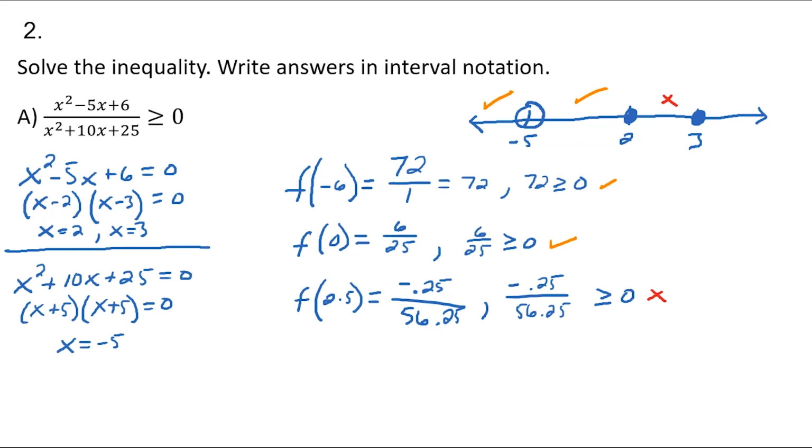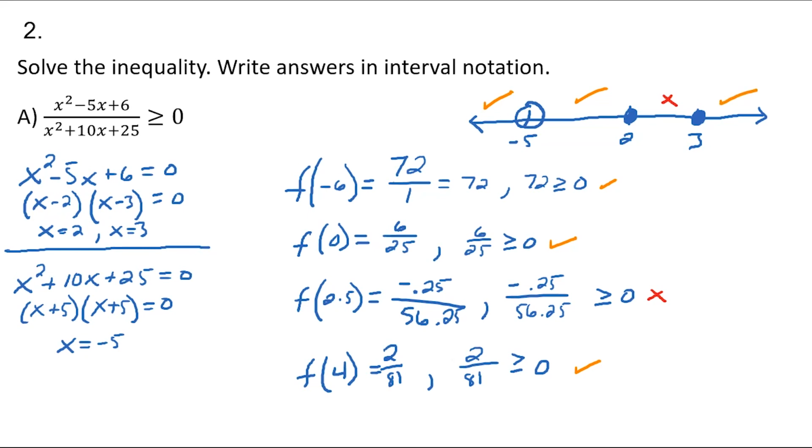And then finally, I check the last interval, and I'll take f of 4. I get a positive 2 over a positive 81. So this is going to be a positive value, and that will definitely give me a true statement, definitely greater than or equal to 0. So I can include this last interval.